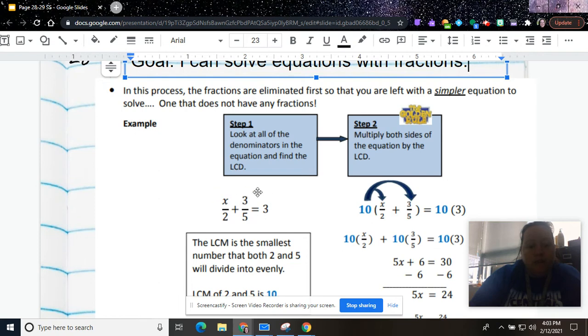So you're going to look at all of the denominators in the equation, and you're going to find the least common denominator. And then you're going to multiply both sides of the equation by that least common denominator. So if you remember, in order to keep your equation balanced, whatever you do to one side, you have to do to the other. It doesn't matter what you do to both sides, as long as you do the same thing. So you can multiply both sides by 532 if you want. That would just make your equation a lot harder to solve. And so you can multiply both sides by the least common denominator and knock out any fractions.